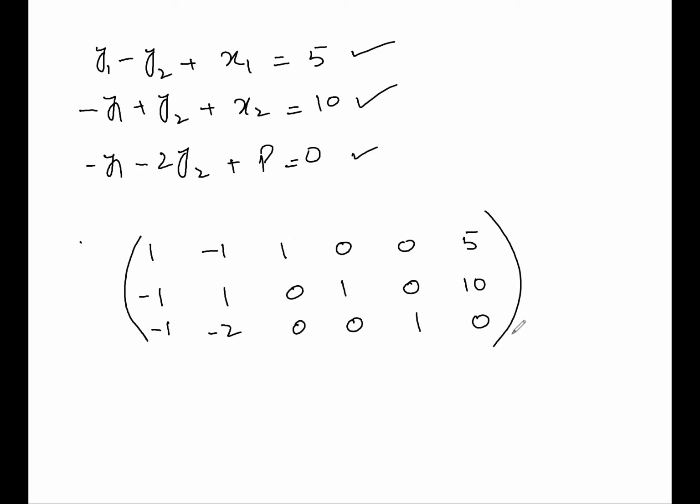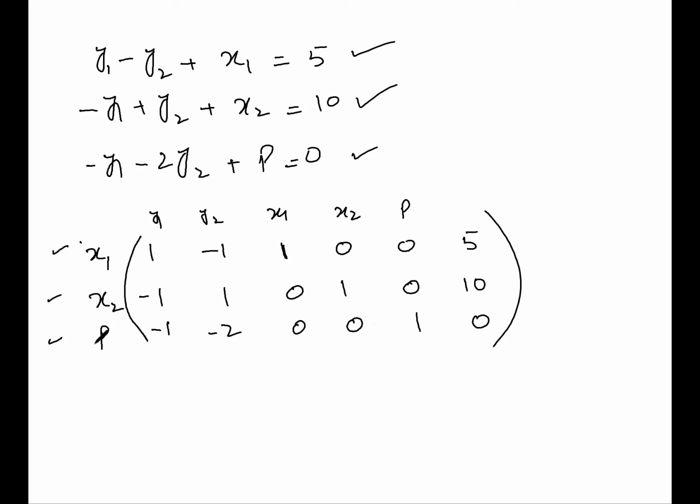Now our variables are like here: this is y1, y2, x1, x2, and this is P. We write here our basic variables. Basic variables are those variables which have 1 and the rest of the elements are 0. So x1 is the first basic variable. Similarly, in x2, you can see that there is 1 and the rest of the elements are 0. So x2 is the second basic variable. Similarly, P is our third basic variable.